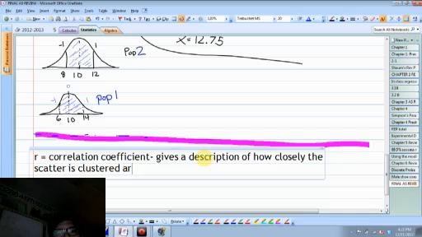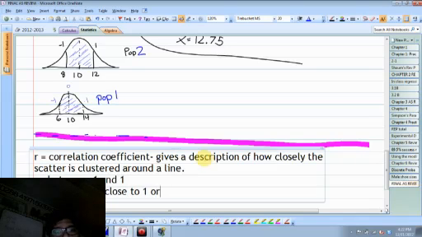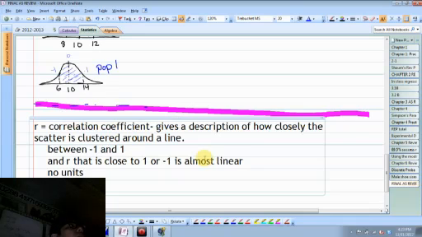Even if it's negative, it could still be highly correlated. R is always between -1 and 1. An R that is close to 1 or -1 is almost linear. R has no units. R and slope have the same sign. So if you have a negative slope, then R is also negative. If you have a positive slope, then R is also positive.